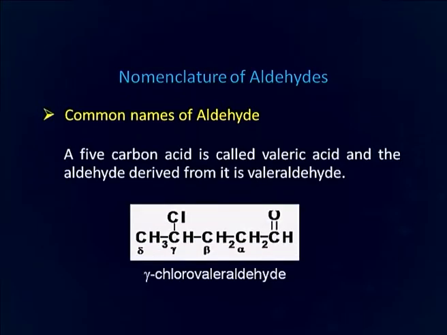As you can see in this molecule, this is a 5 carbon aldehyde. We have 5 carbon 1, 2, 3, 4 and 5, and this carbon, which is gamma with respect to carbonyl group, has a chloro substitution, and that is why the common name of this molecule is gamma chlorovaleraldehyde.